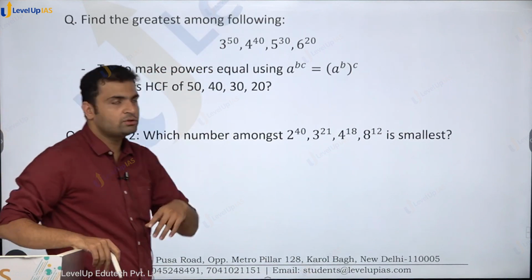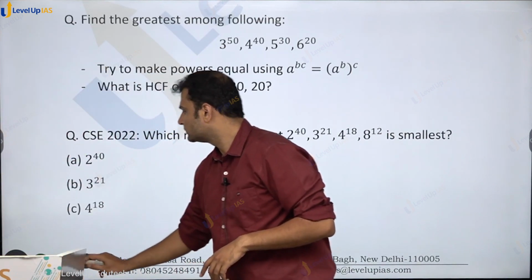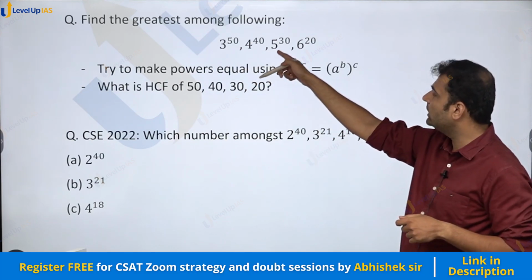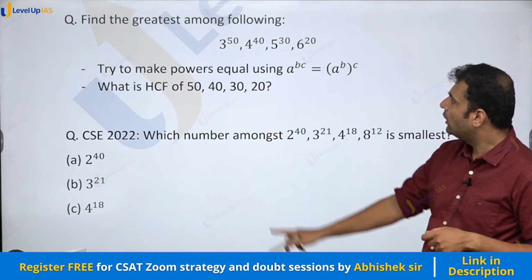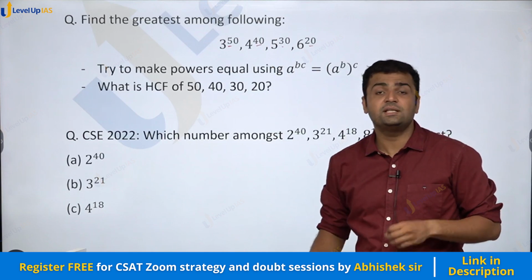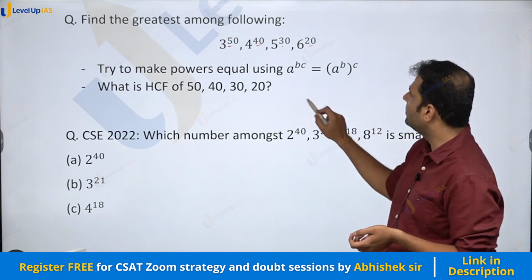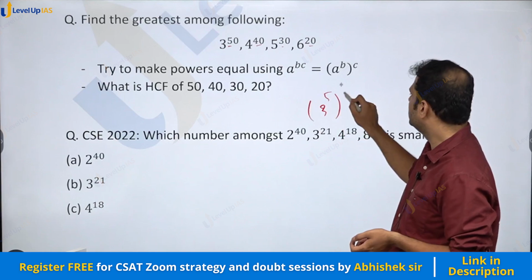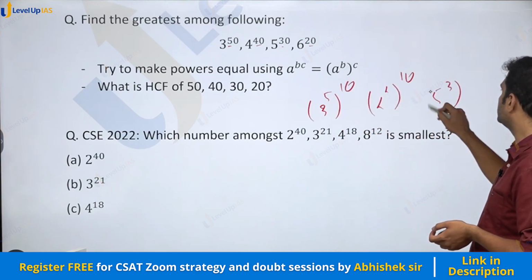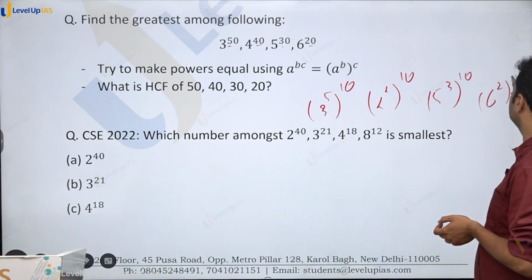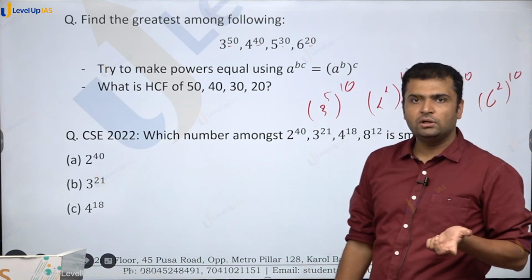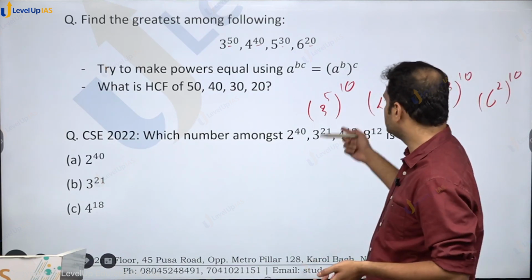Question 3. Decide the greatest among the following: 3 raised to 50, 4 raised to 40, 5 raised to 30, 6 raised to 20. Observe the powers 20, 30, 40, 50. The HCF is 10. So what if we write them in this form: 3 raised to 5 raised to 10, 4 raised to 4 raised to 10, 5 cube raised to 10, and 6 square raised to 10. Now we have the same powers. When the powers are the same, the bigger the base, the bigger the number. So now we just have to compare the bases.